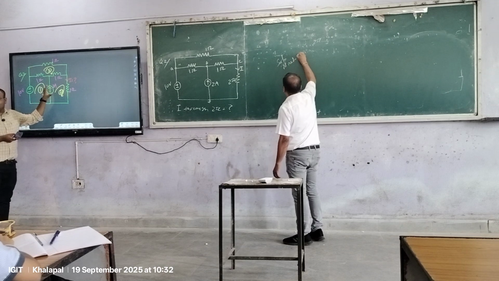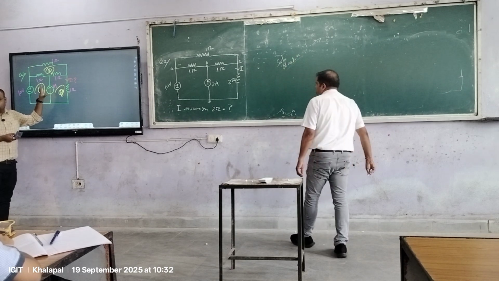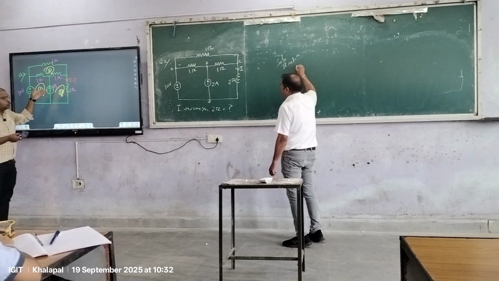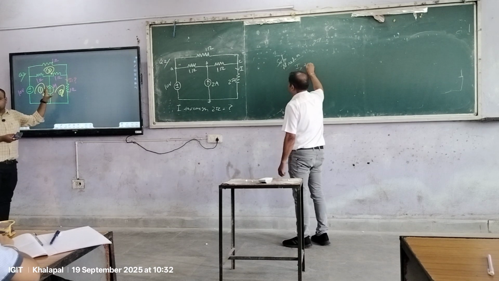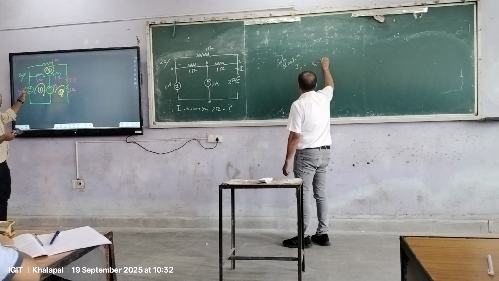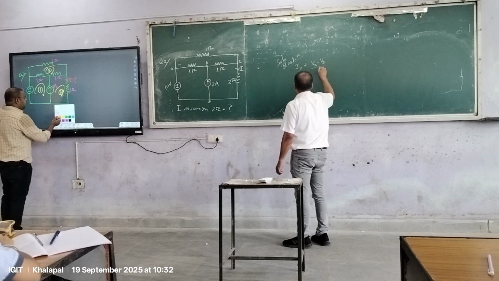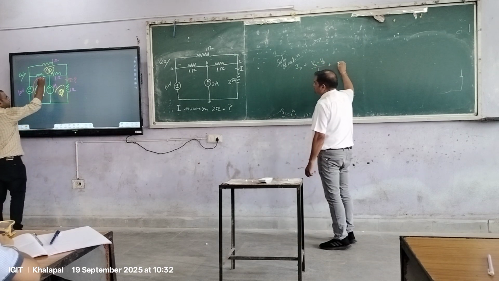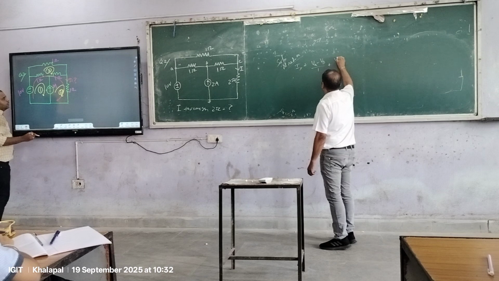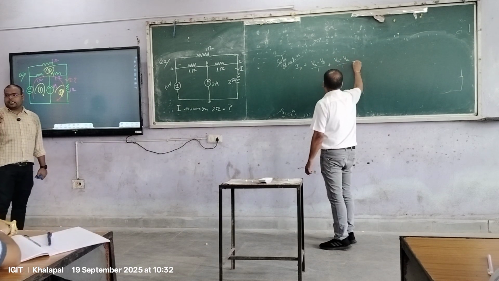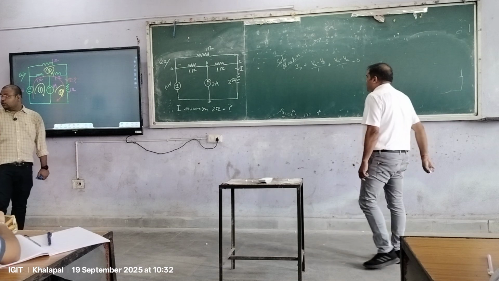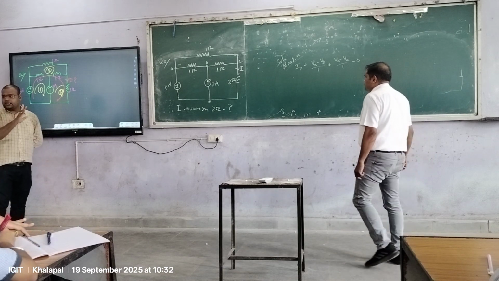Is the voltage across this 2 ampere source known? No. So that's why through the 2 ampere current source, we can't apply the KVL. Rather, we will take this whole loop and use the KVL to find the KVL equations. Is that clear?